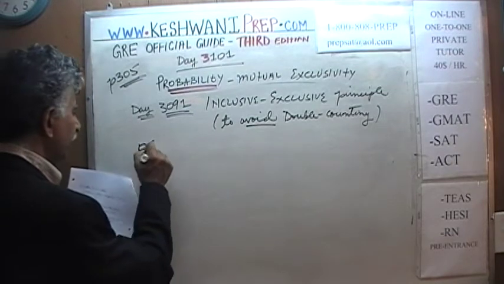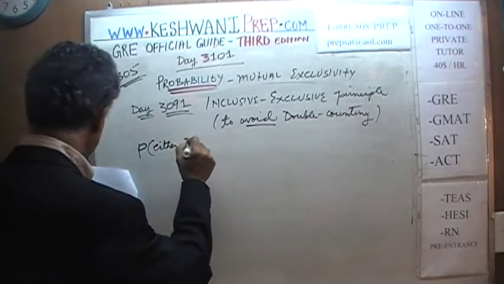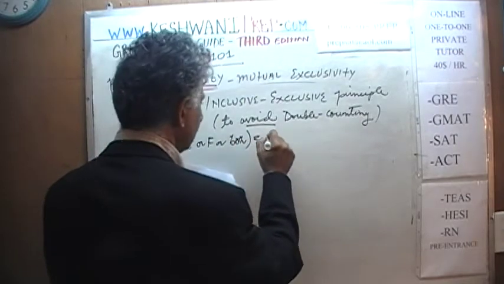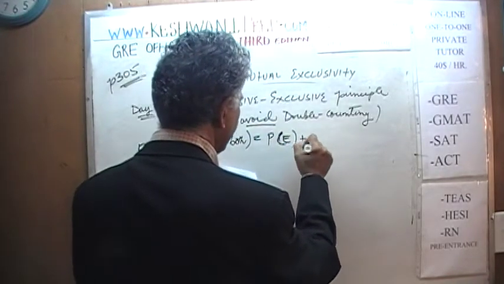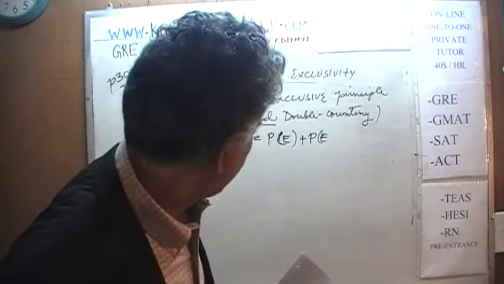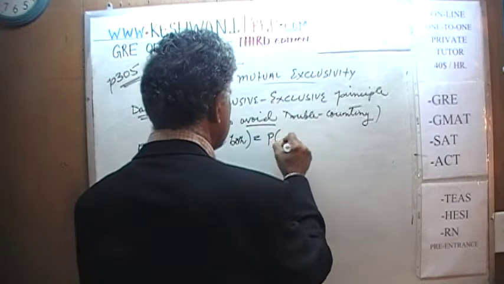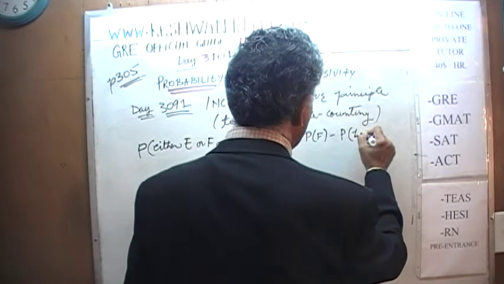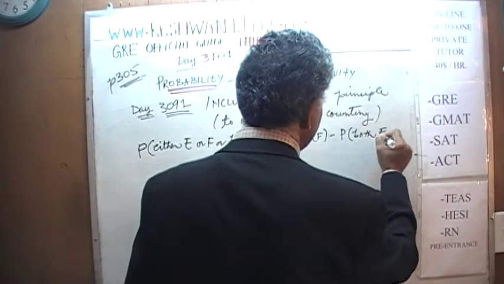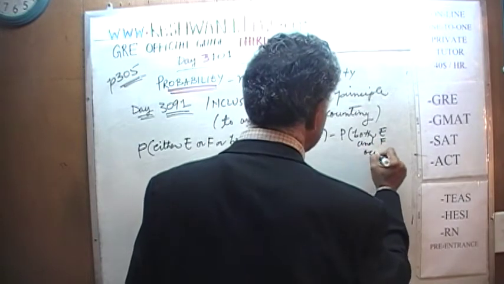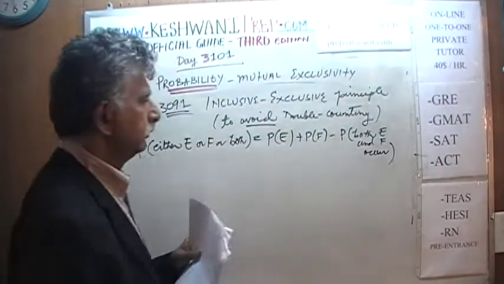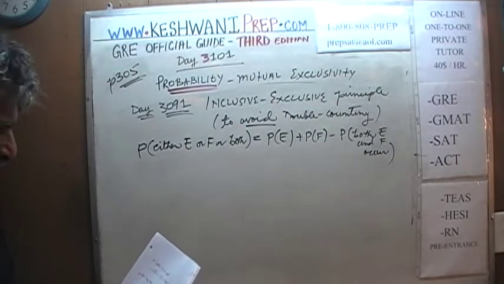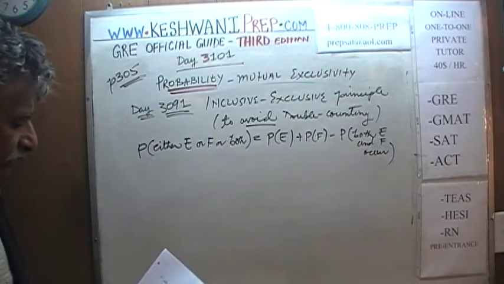It says the probability of either event E or F or both equals the probability of event E plus the probability of event F minus the probability that they will both happen, both E and F occur. It would have looked better if we could actually fit all of this in one line. I should have been careful, but anyway, that's what this is.